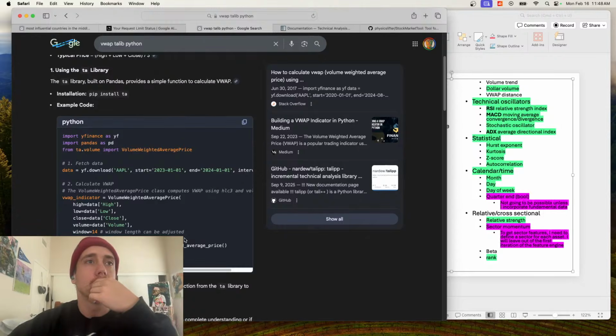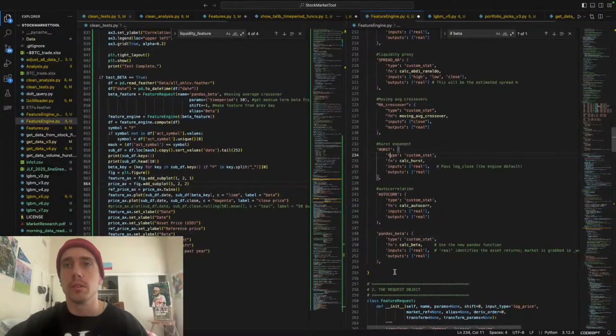VWAP indicator, volume weighted average price. So that should be pretty easy to implement.